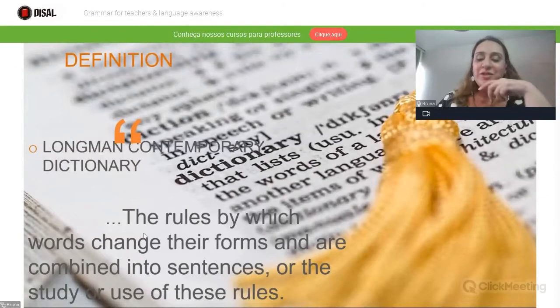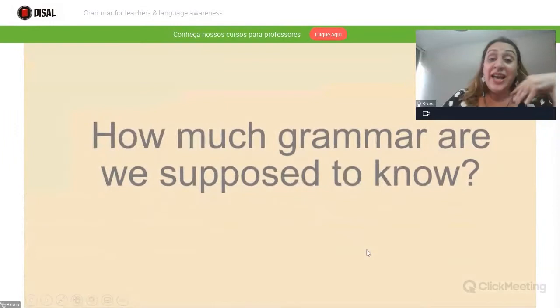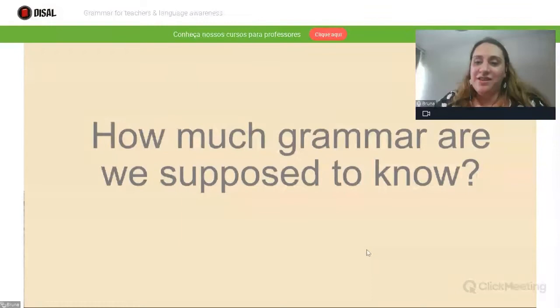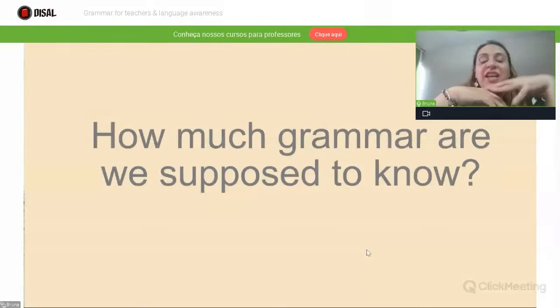And then, as teachers, how much grammar are we supposed to know? What do you think? So, basically speaking, everybody agrees that we should know a lot of grammar, or at least enough to get around, enough to communicate, I think, in case of students, but as teachers, more than our students, we should continue studying. All right, so everybody agrees.